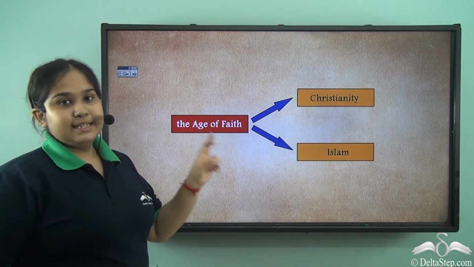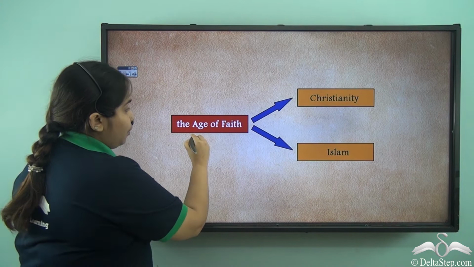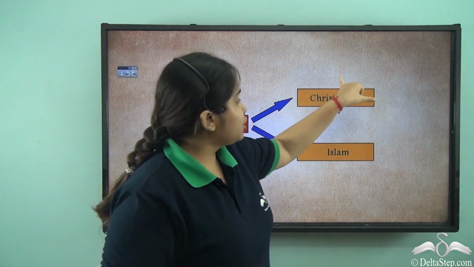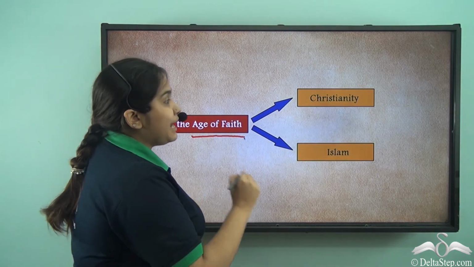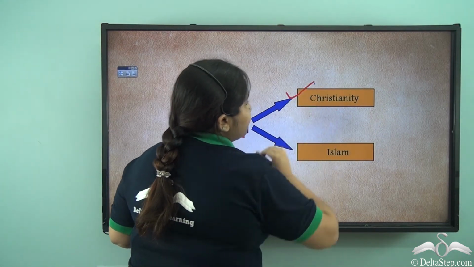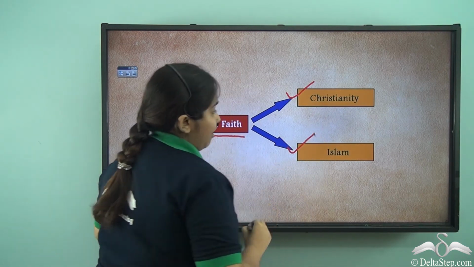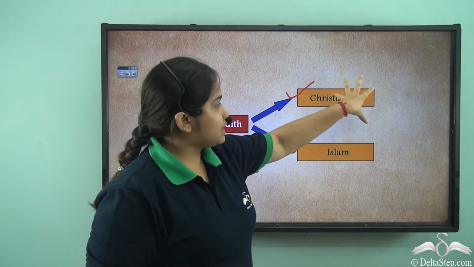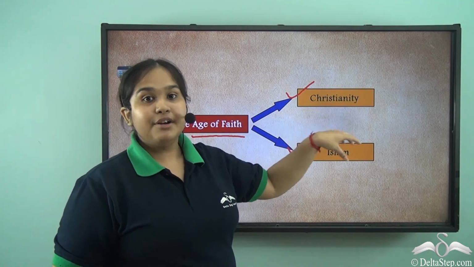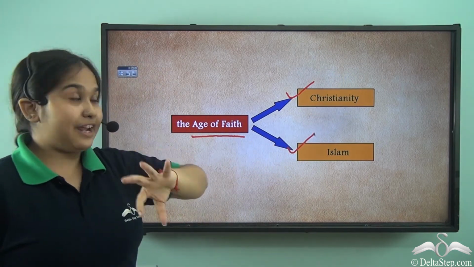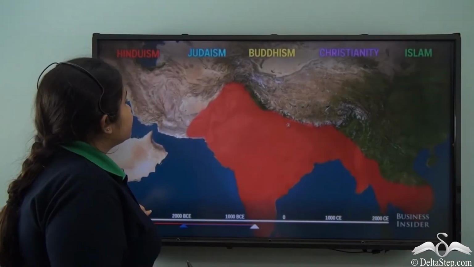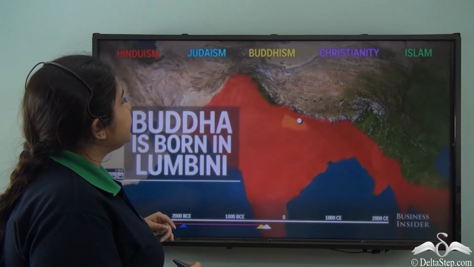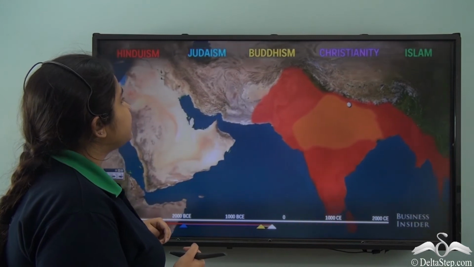Along with these advancements, this age is also known as the Age of Faith. Why so? Because this age saw the rise of the two major world religions. One, Christianity, and the second, Islam. This age is also known as the age of the Lord because, you know, Christianity spread far and wide from this very age. So we see that Buddhism is spreading in the Indian subcontinent, that has been marked in yellow.